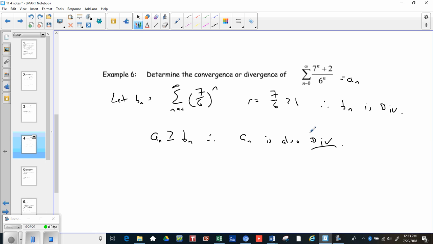And again, hopefully that is starting to make some sense. Like I said, the hardest part of the direct comparison test is figuring out what you're going to compare it to. You're basically looking for the dominant terms on the top and the bottom, comparing them, and then making some kind of an assumption about what you want the function to be, and that helps you figure out what you're going to compare it to, because you want to compare it to something that would work.